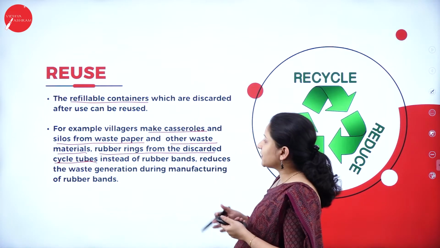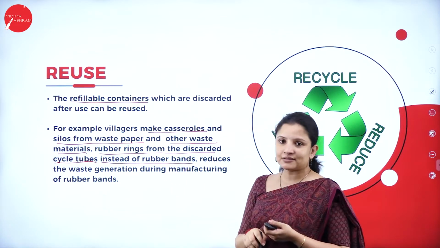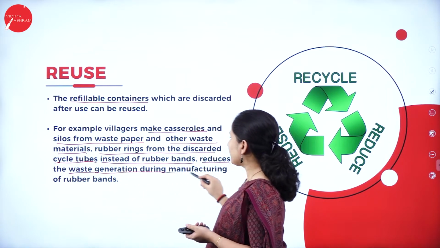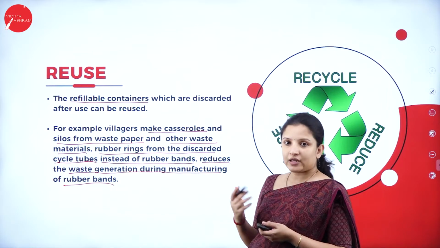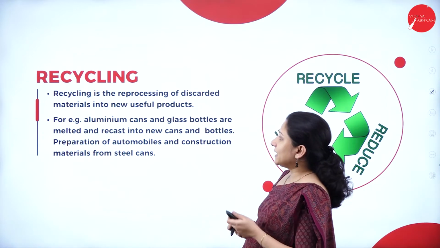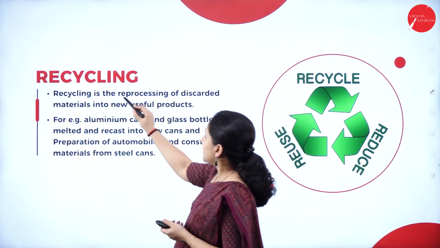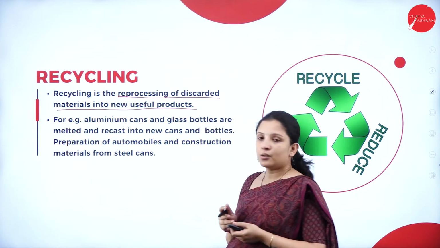So rubber rings from the discarded cycle tubes can be used instead of rubber bands. This will reduce the waste generation during the manufacturing of rubber bands. That is how we can reduce solid waste. Next is recycling. Recycling is nothing but the reprocessing of discarded materials into new useful products.